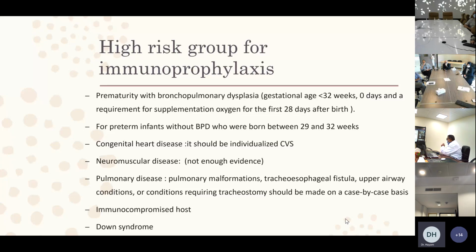Some patients, even with cyanotic heart disease and moderate pulmonary hypertension, still receive the immunoprophylaxis. A patient with neuromuscular disease is eligible and recommended to take the immunoprophylaxis, although there's not enough evidence that it would reduce severe RSV in these patients. Pulmonary disease, pulmonary malformation, esophageal fistula, or upper airway conditions, and any patient with a tracheostomy, could also be a case-by-case decision, but mostly you will give it to them. Any immunocompromised host and patient with Down syndrome are considered a high-risk group by default.